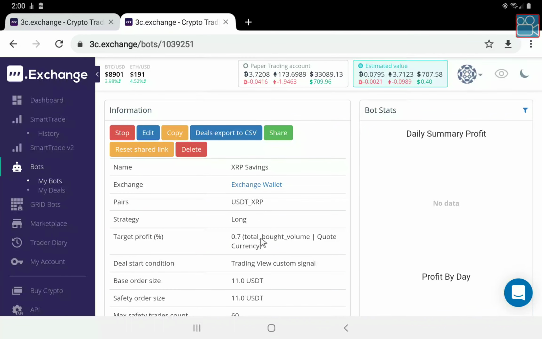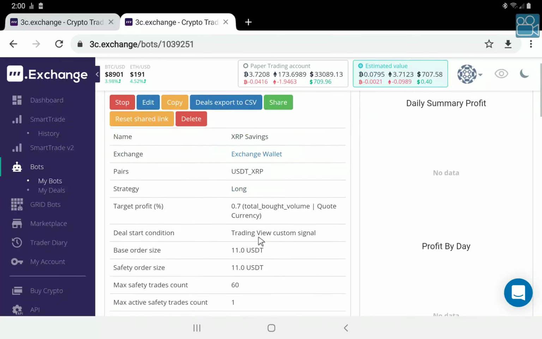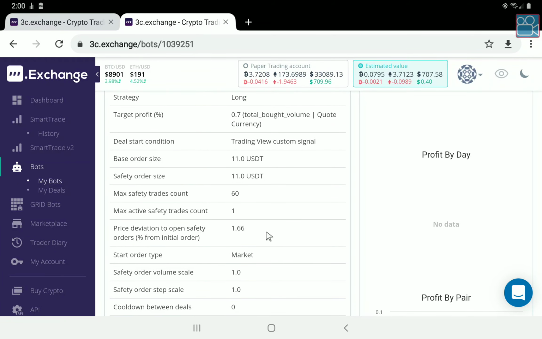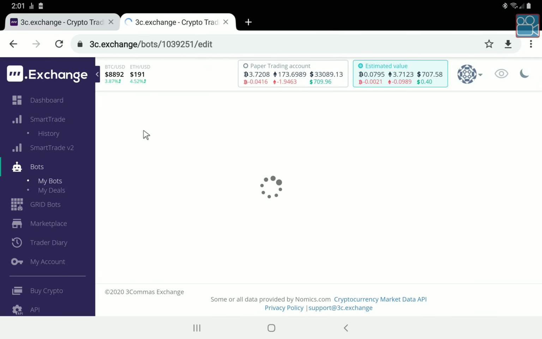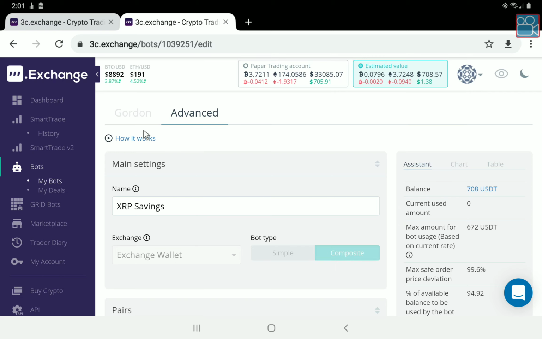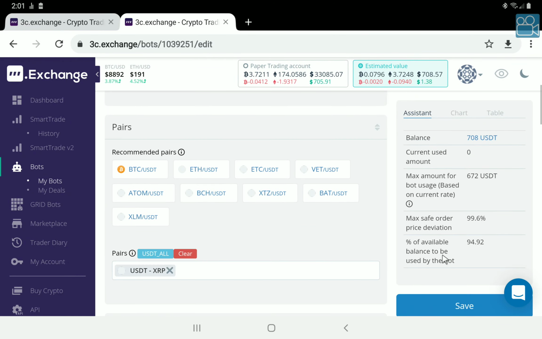Now, what makes this bot stand out? I don't have 100% coverage at 1%. This is all I can afford right now with this bot. 60 safety orders. So let's go in here and take a look at how I set this up. If you can't make the 100% volume at 1% deviation, try to get as close as you can, which is what I did.